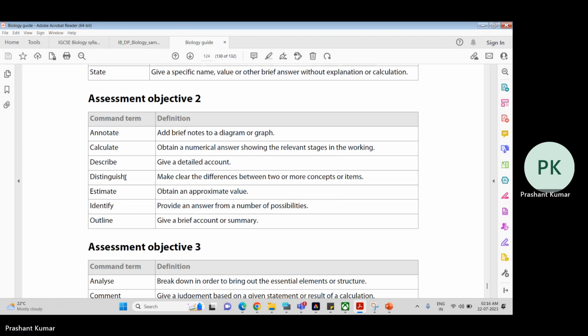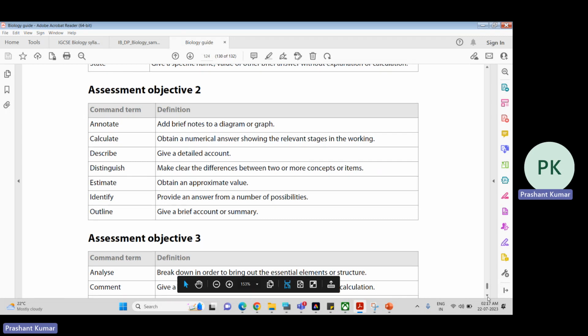When it says distinguish, make clear the differences between two or more concepts or items. Estimate: obtain an approximate value, which means you have to give the nearby whole number answer. Identify: provide an answer from a number of possibilities. Outline: again, you have to give a brief account or summary. Describe and outline have a slight difference. Describe means you give the detailed account. In outline, you give the brief account, like a summary.